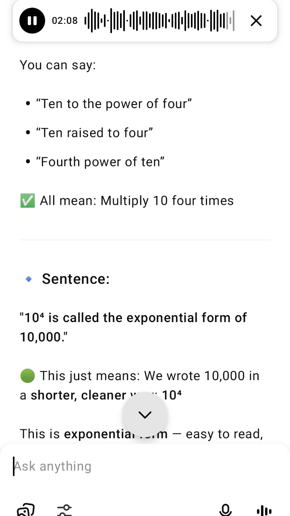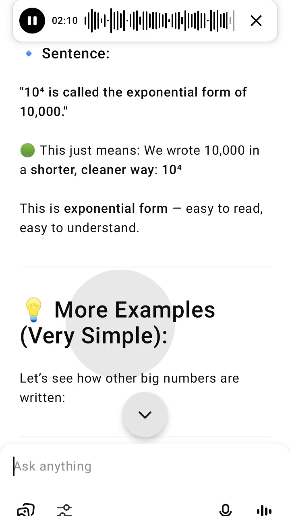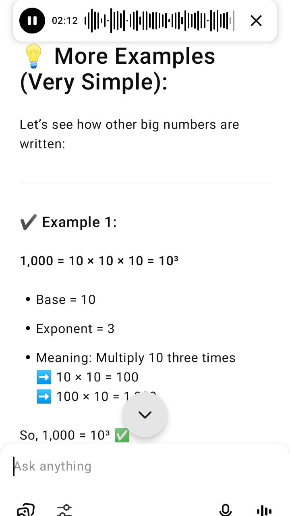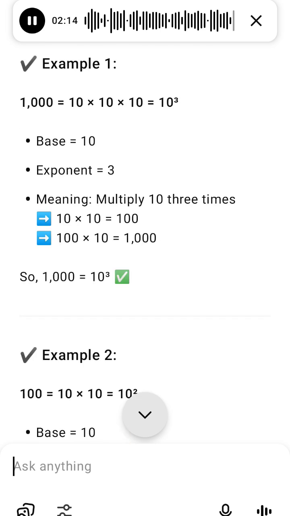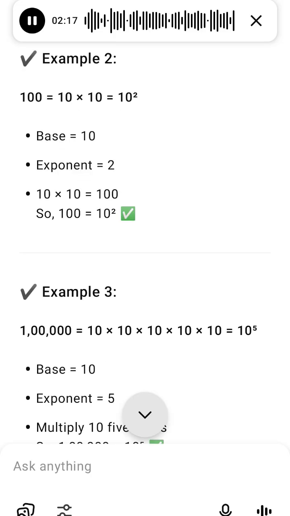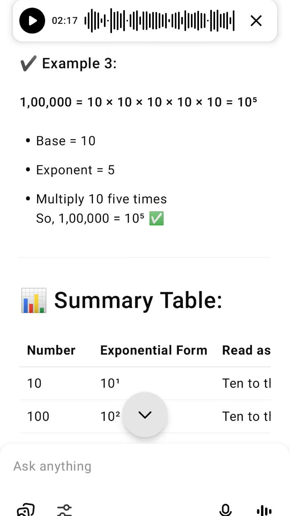6. Examples of exponents. Number, exponent form, read as. 100 is 10 squared, 10 to the power 2. 1,000 is 10 cubed, 10 to the power 3. 10,000 is 10 to the power 4. 100,000 is 10 to the power 5. 1,000,000 is 10 to the power 6.